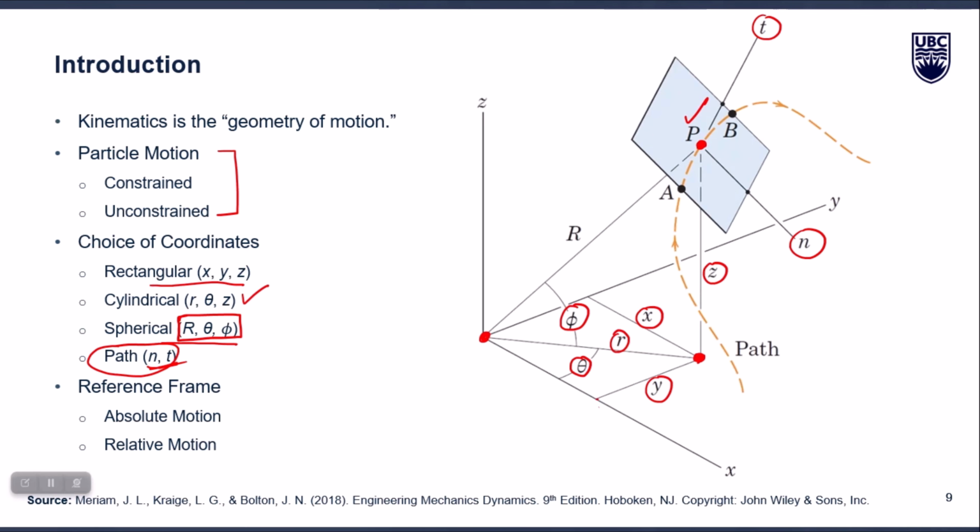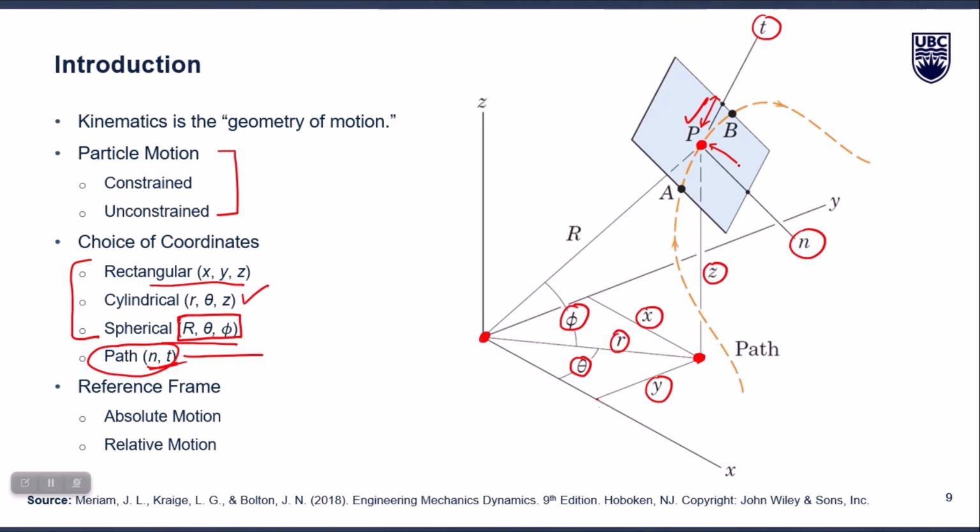So while the first three will be used to describe the location of a particular object, you can also use the normal and tangential measurements to describe the motion at any time instant, right? So for example, at this particular time instant where P is here, you can determine this number and this number.